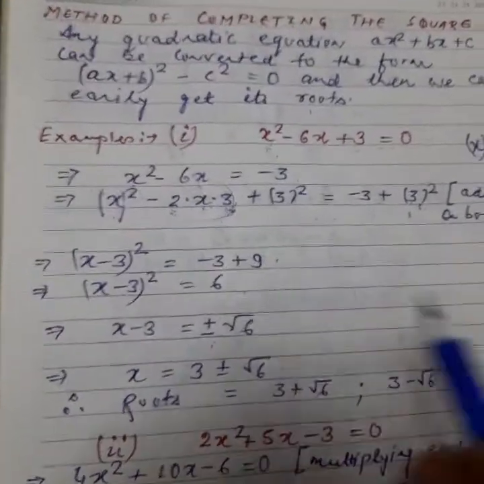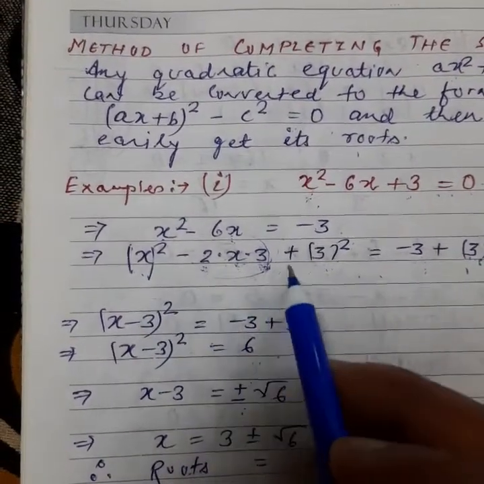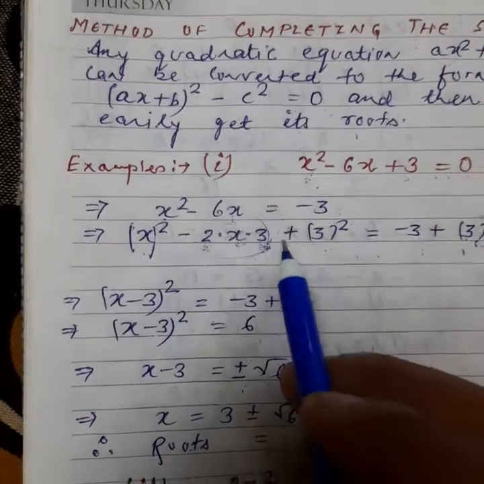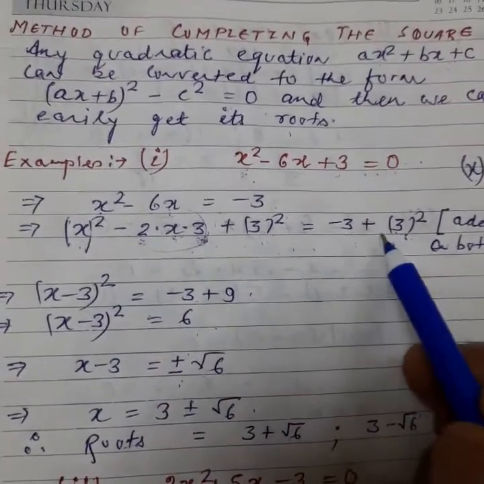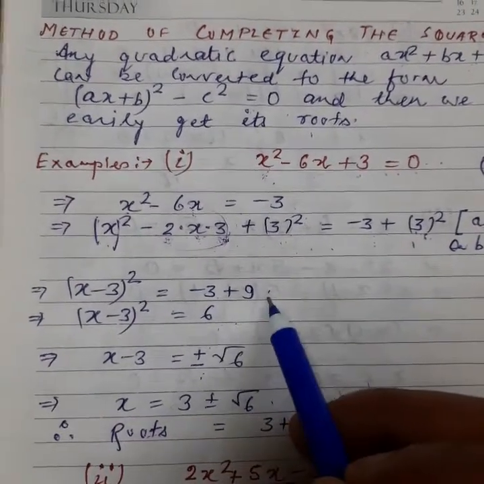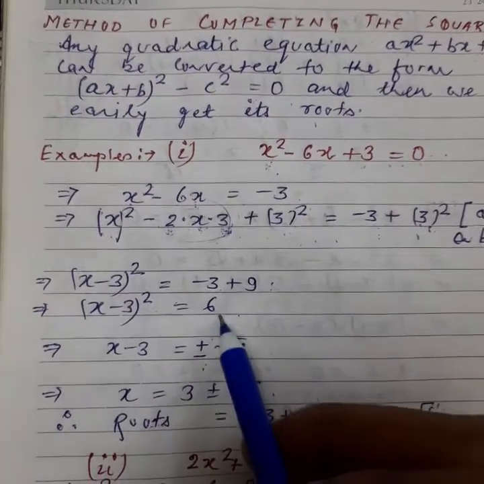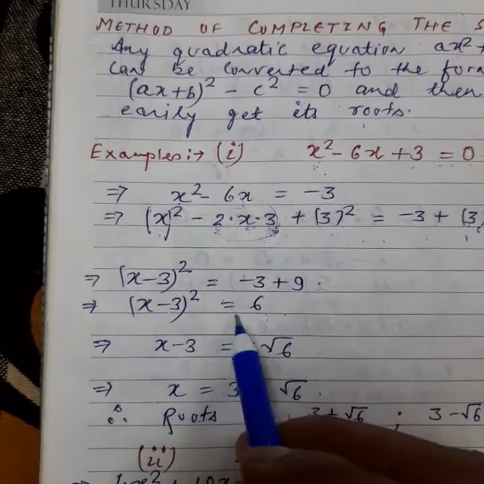After this, it is in the form of a square plus b square minus 2ab, which can be written as (a minus b) whole square. And this minus 3 plus 3 square is written as usual, that is minus 3, and 3 square is 9. Minus 3 plus 9 will be 6. So finally we get (x minus 3) square equals 6.